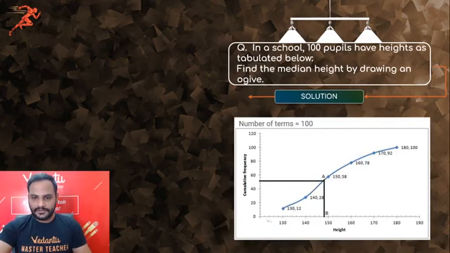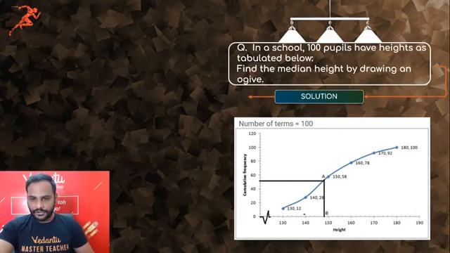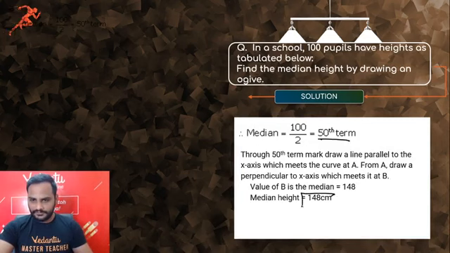Here they have done this. Although the zigzag has not been shown, it has to be shown because the graph is discontinuous in this part. So (130, 12), (140, 28), (150, 58) and all these points have been plotted. Total 100 terms are there, and 100 by 2 is 50. So click on 50, draw the perpendicular until it reaches the curve. That will be your median. So the median will be around 147, 148. 148 will be your median. As simple as that.